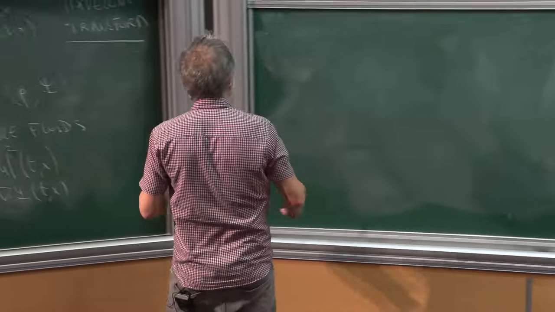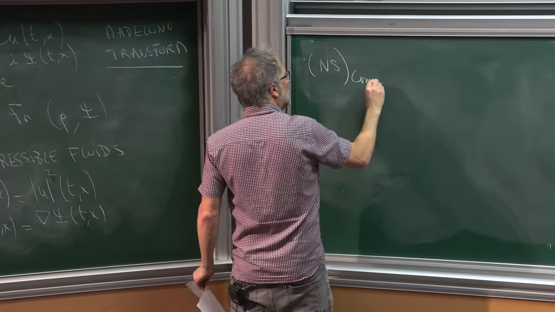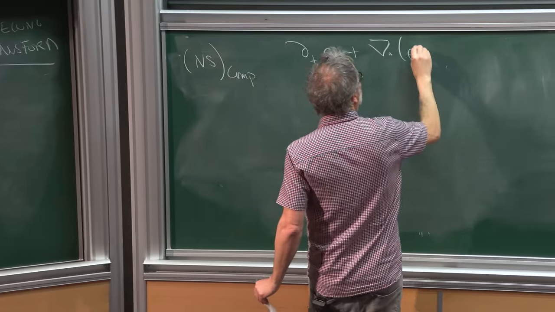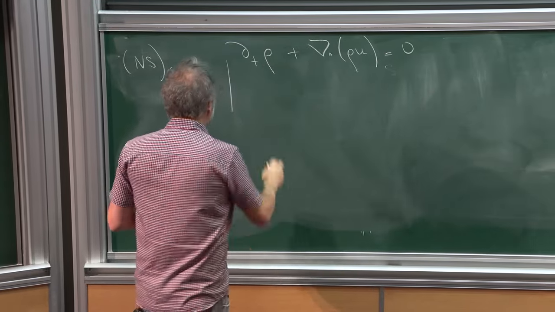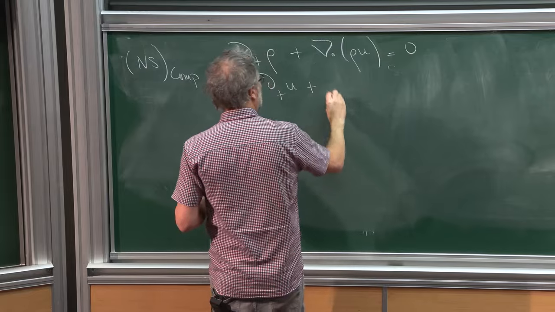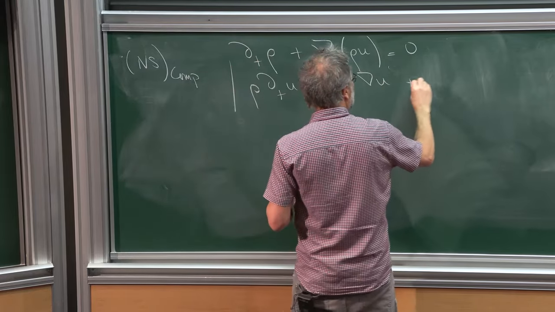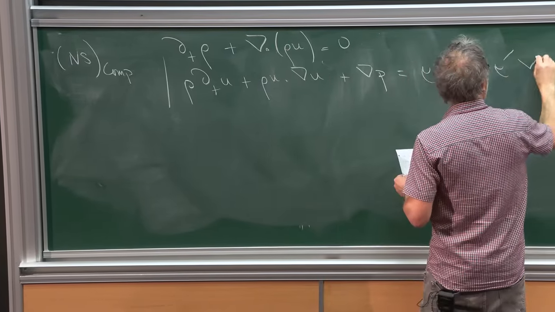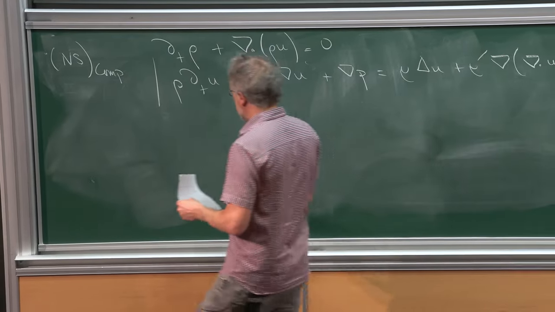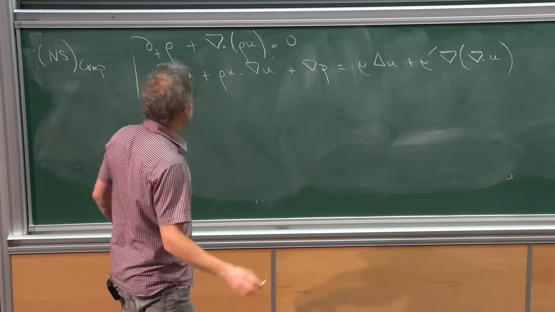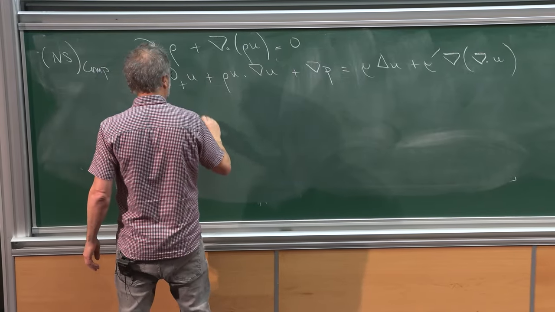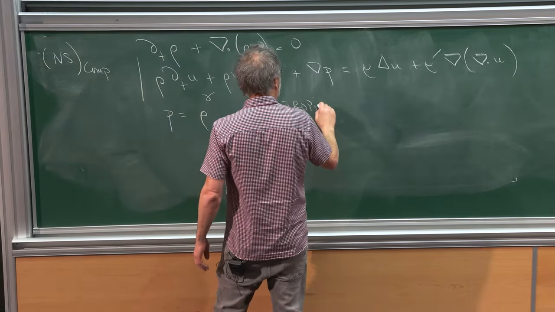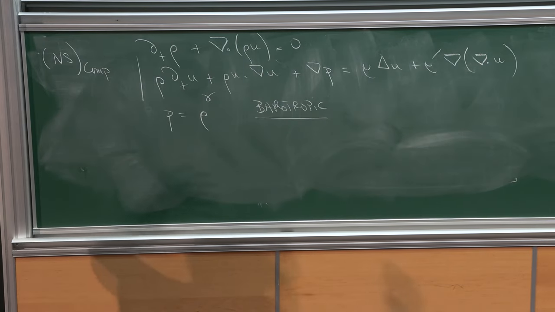So maybe I'm going to call this NS comp. It's something like this. You have conservation of mass, so you have the divergence of rho u equal to zero. And then you have rho dtu plus rho u dot grad u plus the gradient of pressure is equal to your Lamé coefficients, mu plus mu prime gradient of the divergence, something like this. You need to close the equation with something. So pressure is typically rho to the gamma. Okay, so this is barotropic pressure. This is the barotropic equation. These are the general equations.